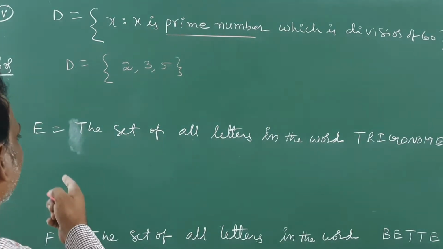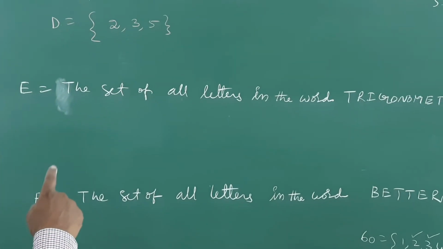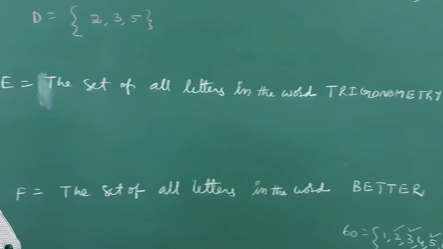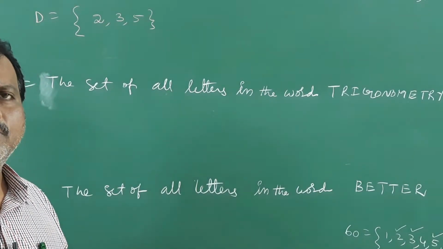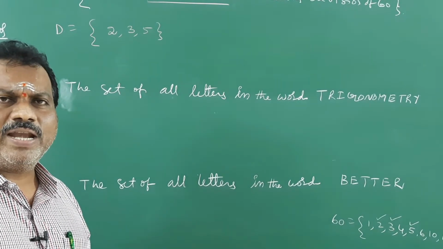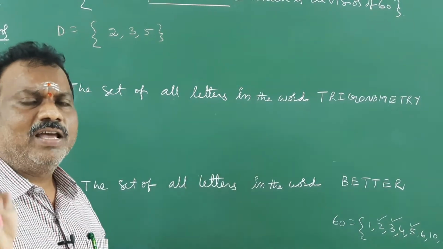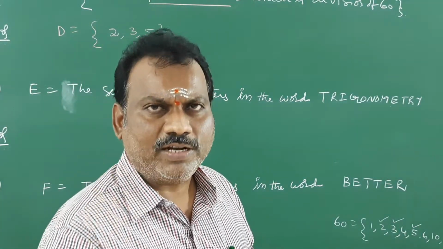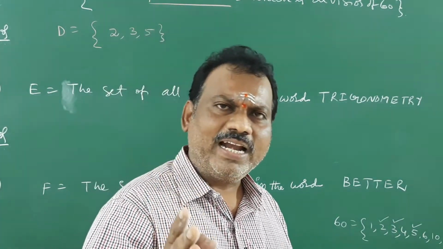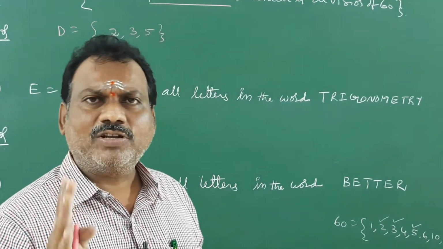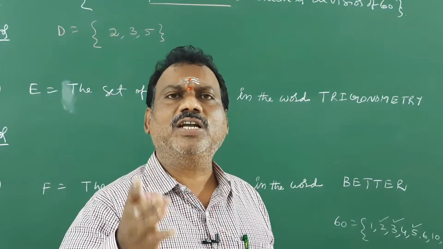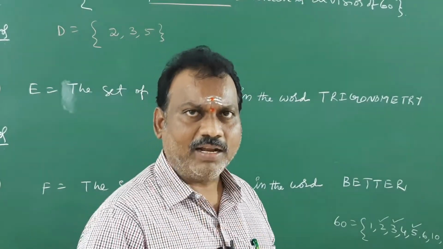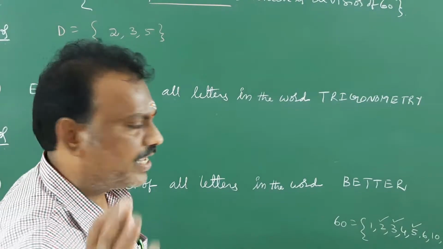Next come to the fifth question. E is equal to the set of all letters in the word trigonometry. The word trigonometry contains how many letters, you have to write in set bracket by using commas, that is called roster form. I told you while writing the roster form you have to remember that repetition is not allowed, order is immaterial.